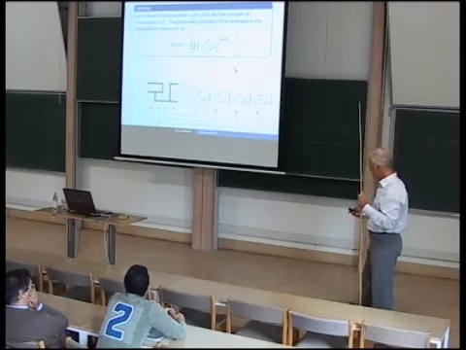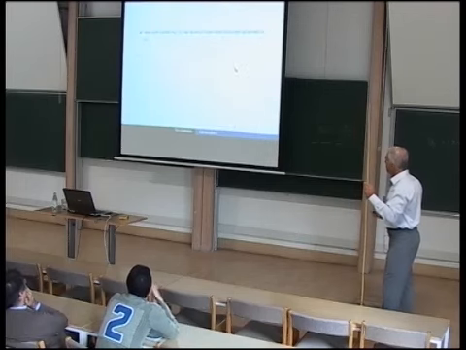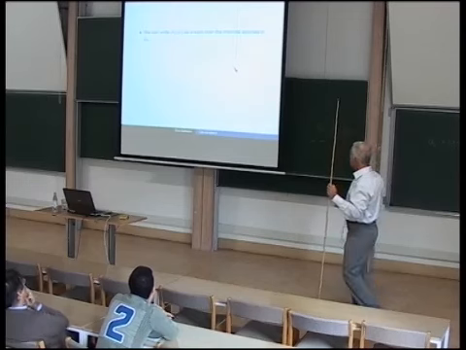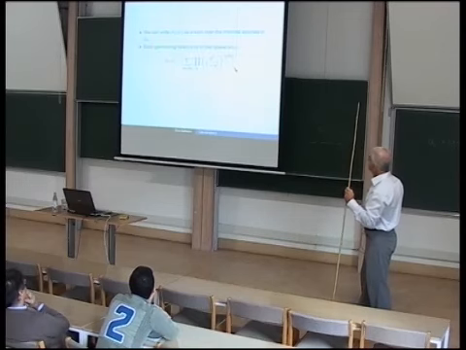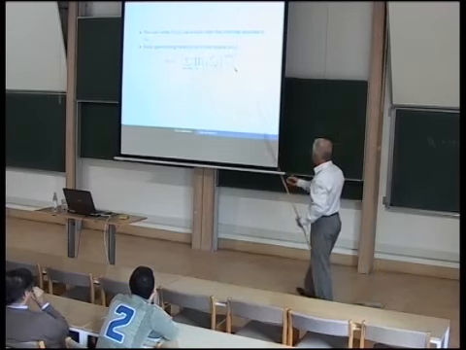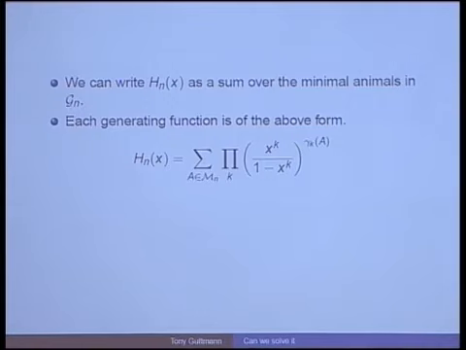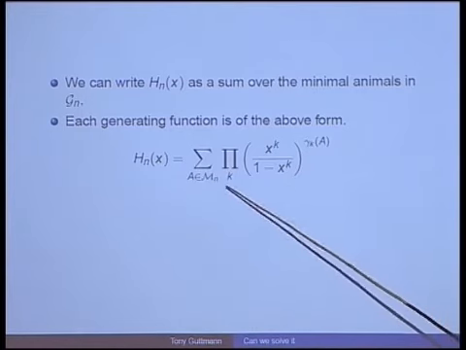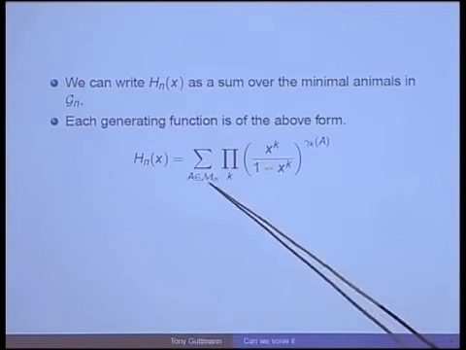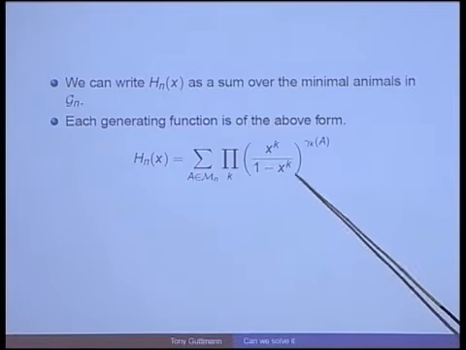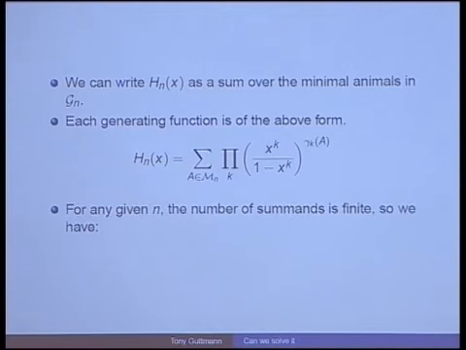Yes, absolutely. So we can write Hn as a sum over the minimal animals in G. Each generating function is of the above form, and we just sum over all the minimal animals. And there's our Hn. And now you can see why the numerators become so complicated, because you're adding sums of products, and so you can see what the structure is. It's polynomials times cyclotomic polynomials added together, so it gets messy.